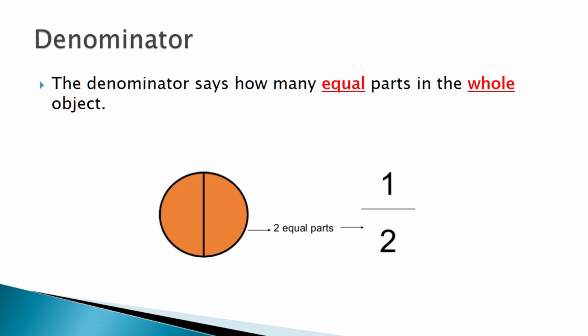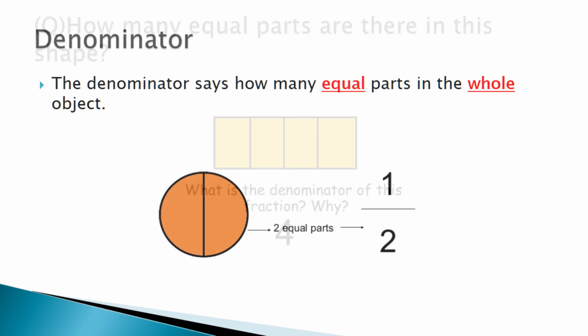Now let's see how to identify the denominator of a fraction. It is the number of equal parts which the whole object is divided into. Look at the diagram given. You can see that the circle is divided into two equal parts. So here the value of the denominator is 2. So if you divide any object into equal parts, the number of equal parts the object is divided into is called the denominator of the fraction.